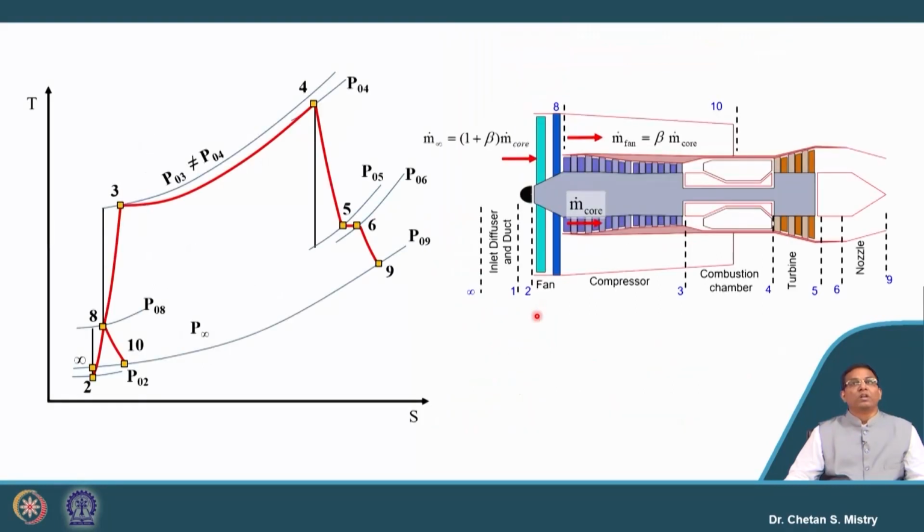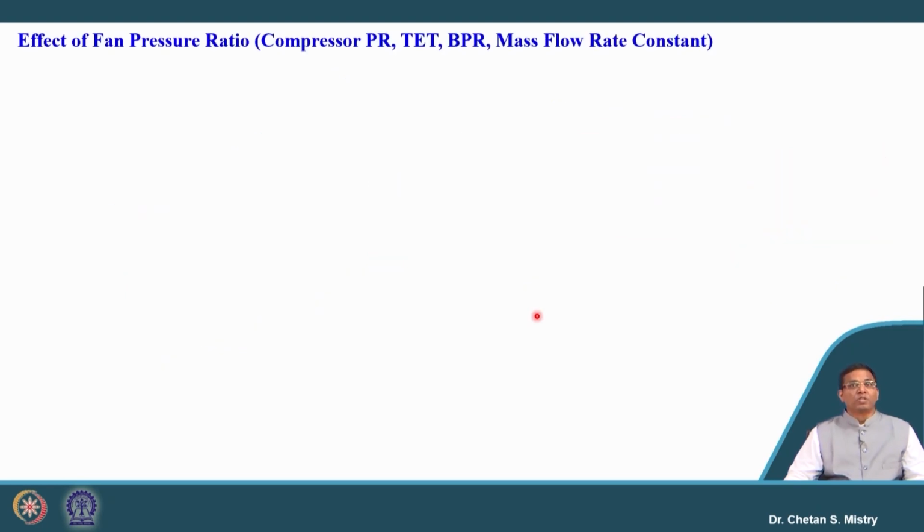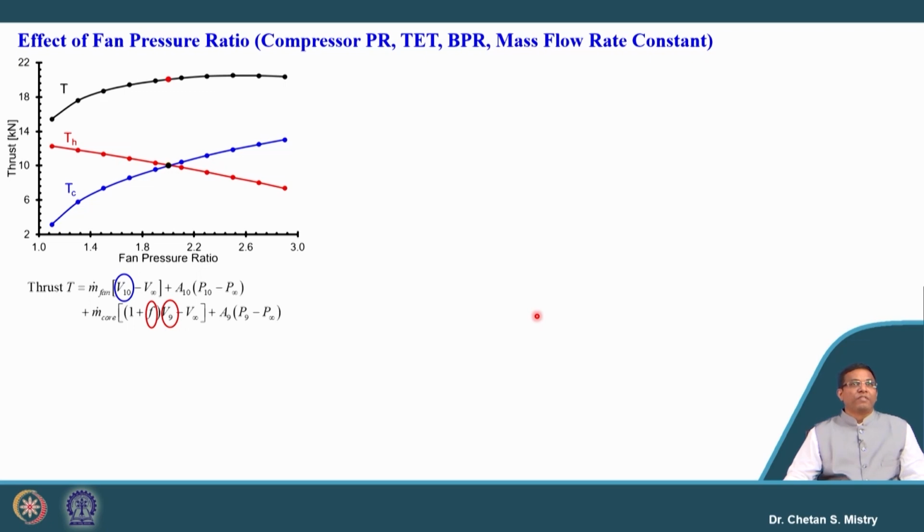Okay. So, let us move here. This is our line diagram and our TS diagram. Let us start the discussion about the effect of fan pressure ratio. We will be keeping compressor pressure ratio, turbine entry temperature, bypass ratio and mass flow rate constant, just to realize the effect of variation of one parameter. That is what we are checking at this moment. The very first thing we will see is the effect of fan pressure ratio.